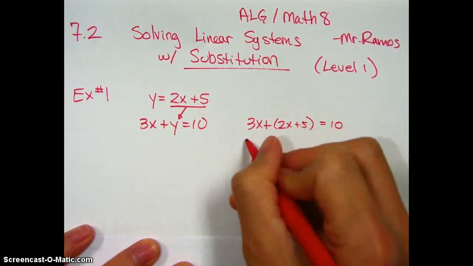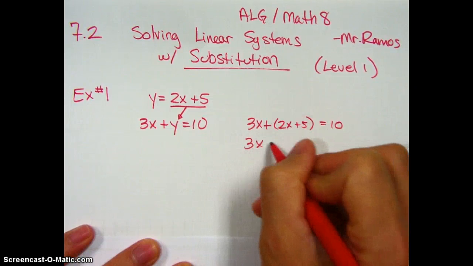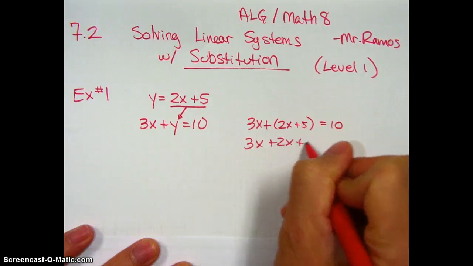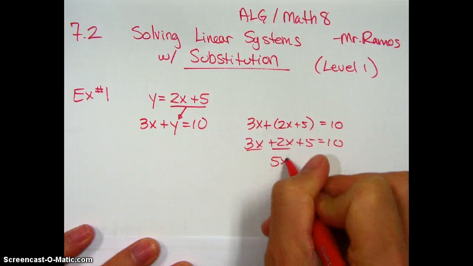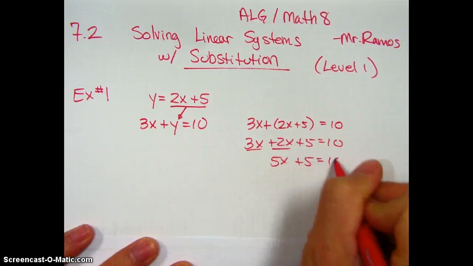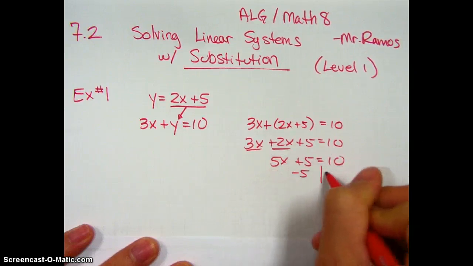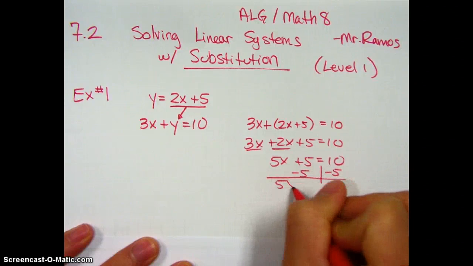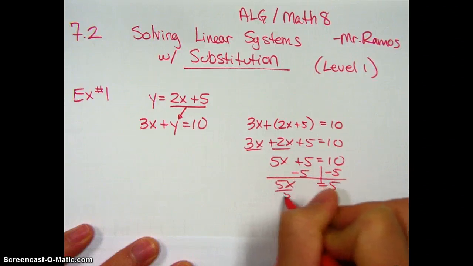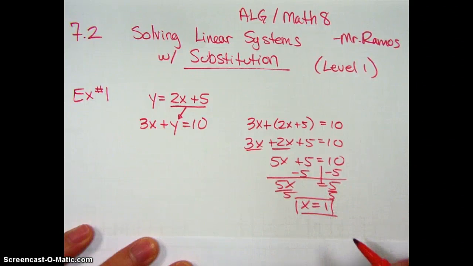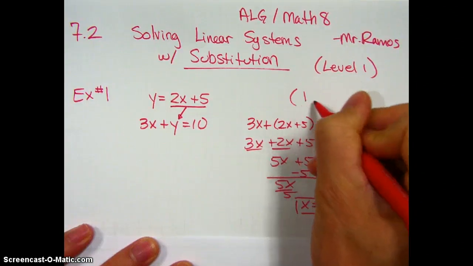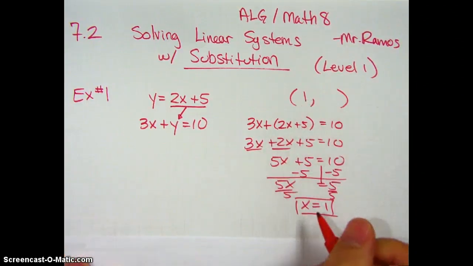So if I distribute the 1 that's there, I just get 2x plus 5, and then I can simplify this. Combine my like terms, I get 5x plus 5 equals 10. I would subtract 5 on both sides. I get 5x equals 5, and then you divide by 5 and you get x equals 1. Now that's half of your answer. My answer right here is going to be 1 comma something. I need to find out what the rest of it is.